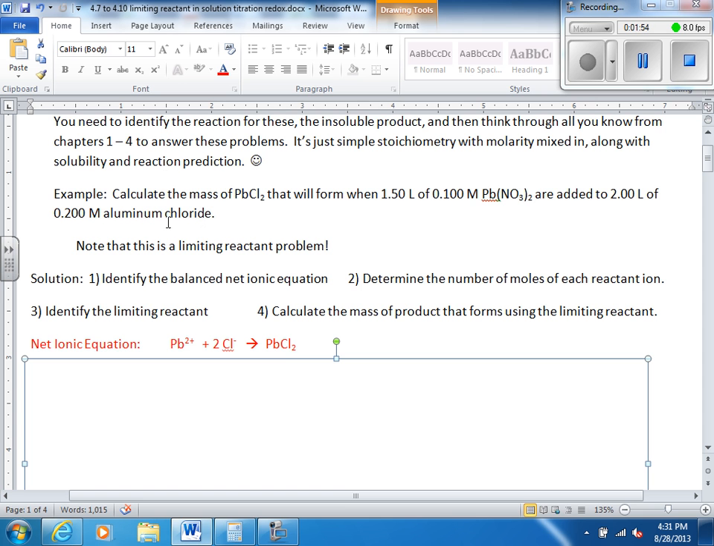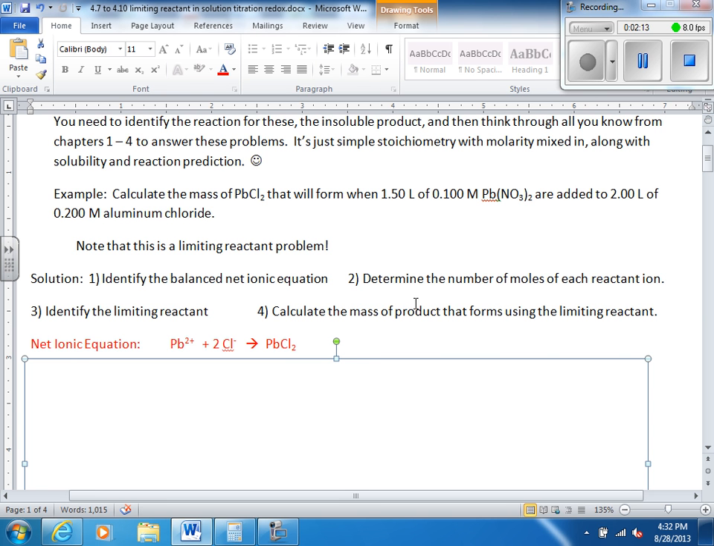Aluminum chloride is soluble. Well, if we have Pb2+, it can't react with aluminum. You don't put two metals together. So it's got to react with our chloride ion, Cl-. And when we put those together, to make this all add up to 0, you need 2 chlorides. So we have to balance that reaction.